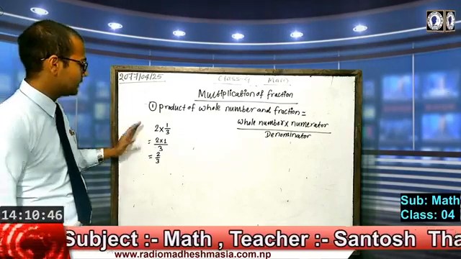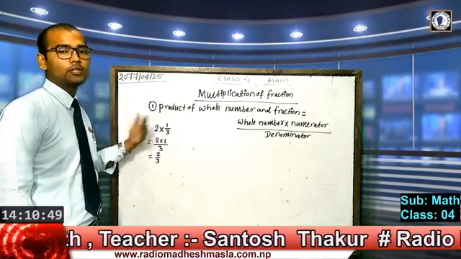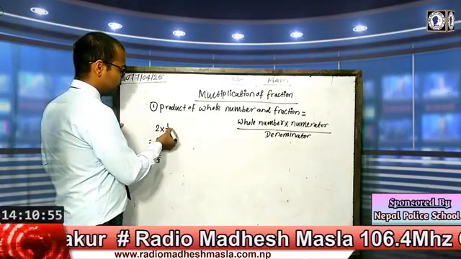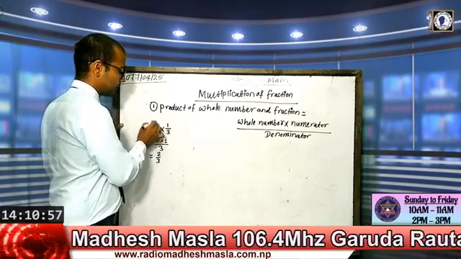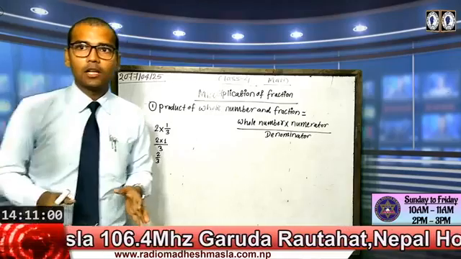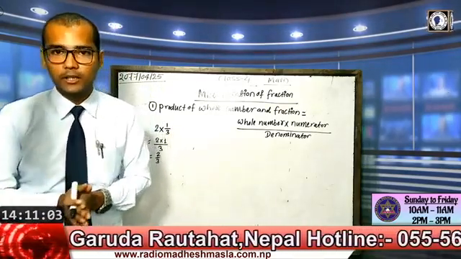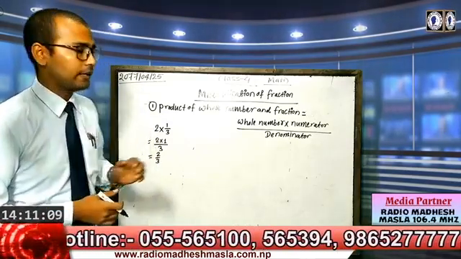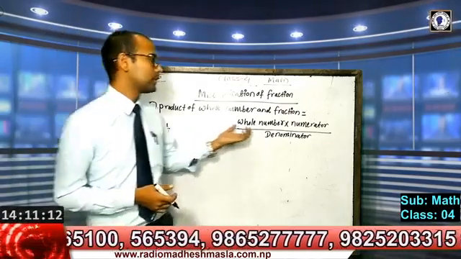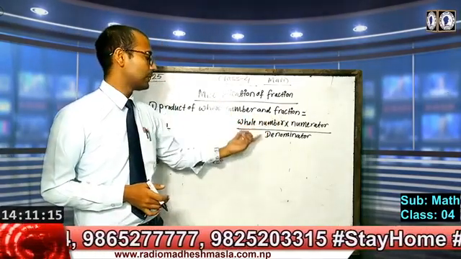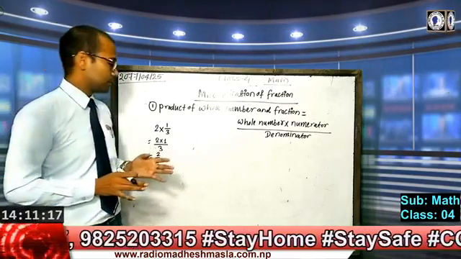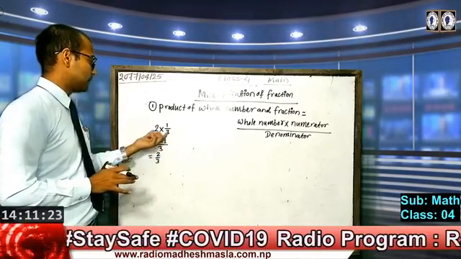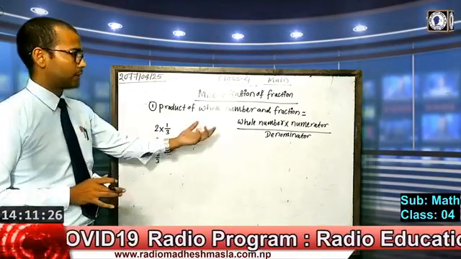Focus on the questions and listen to me carefully. You can do this type of multiplication yourself. Here we have 2 into 1 by 3, where the whole number is the first number. That means the number which does not have any denominator is a whole number. If a whole number is given, you can directly use the formula whole number into numerator by denominator. So don't think any more about this. You can find the product of these two numbers by using the same formula.